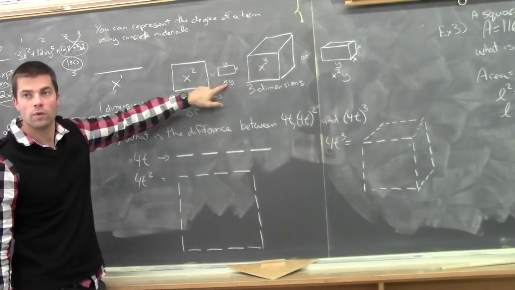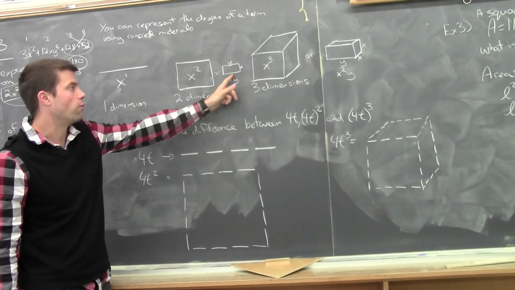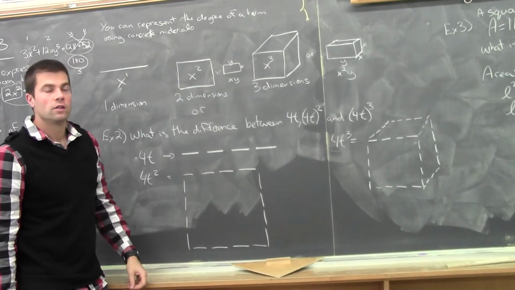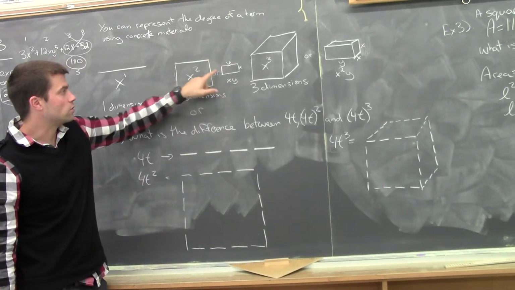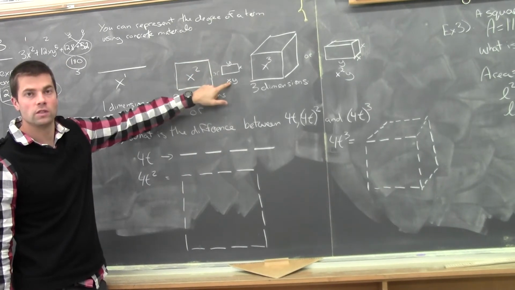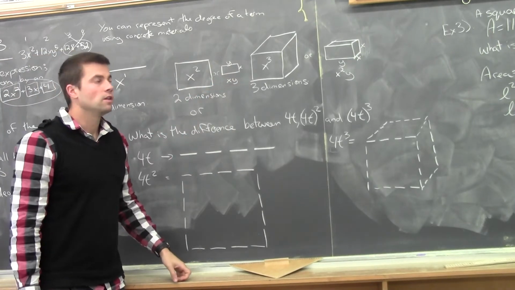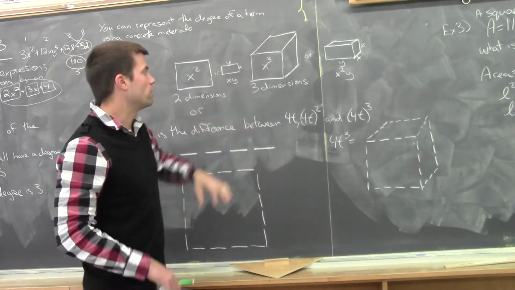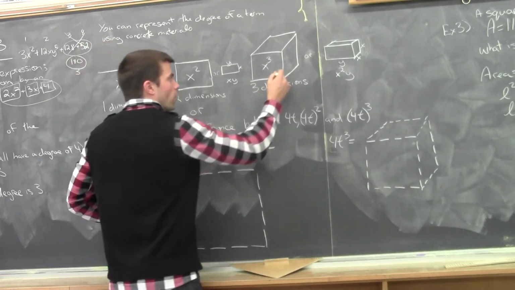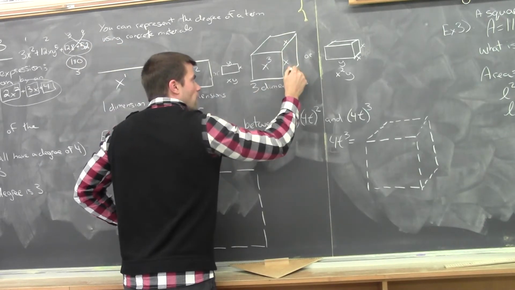Do you guys see that? Because again, you're adding the exponents, which is 1 and 1. So even though you don't see a square in the actual term itself, it's still 2 dimensions because you have to add those 2 exponents. Same thing over here. Now we have a cube where all sides are the same: x, x, and x.